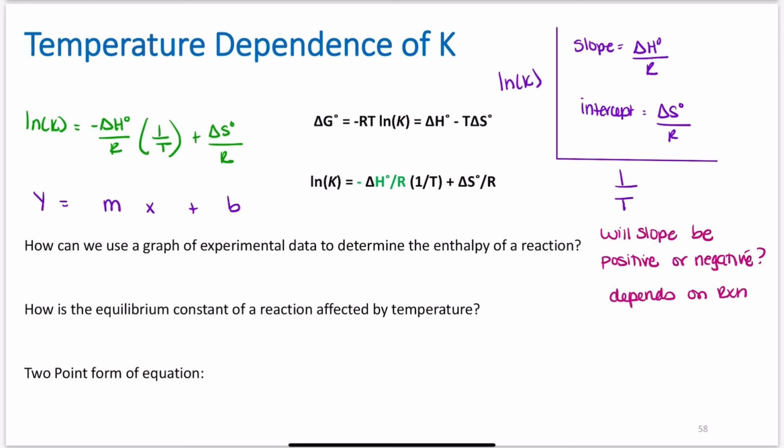We also have a 2-point form of this equation that we can use. So if you're given 2 different temperatures and 1 K value, you can solve for the other K value, or 2 Ks and 1 temperature, you can solve for the other temperature. The 2-point form is the natural log of K2 over K1 is equal to delta H naught of the reaction over R times 1 over T2 minus 1 over T1.